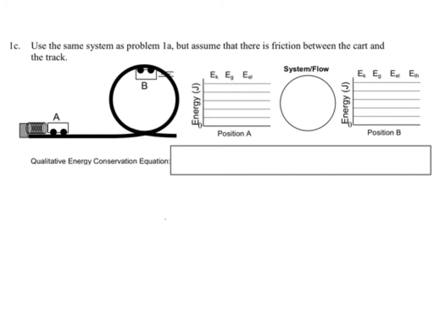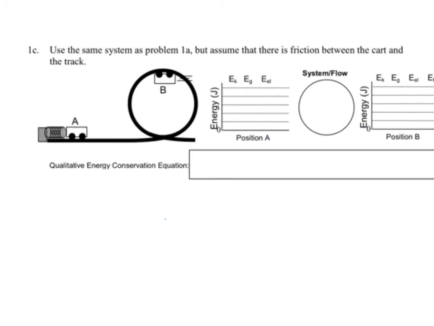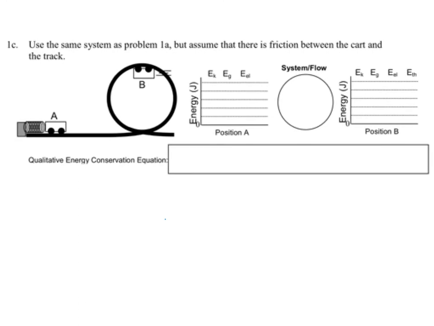Last one we'll do, this is problem 1C, and this one is the same as 1A, but now there's going to be friction. So it's the same as 1A, which means the spring is part of the system. I've got to list my system here. So I've got the cart, the earth, the track, and the spring is back in the system again for this one.